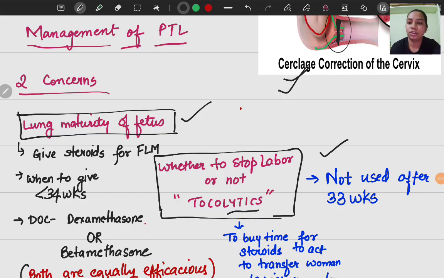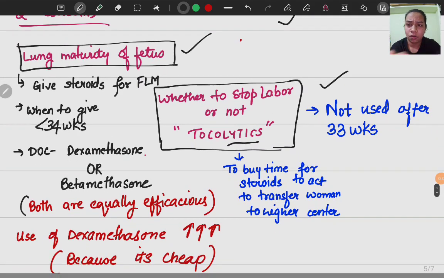So lung maturity of the fetus. For lung maturity, we will give steroids for the fetal lung maturity. When to give? We are giving this less than 34 weeks of gestation, because we have seen that fetal lung maturity will occur after 34 weeks of gestation. What is the drug of choice? Drug of choice is dexamethasone and betamethasone. Both are equally efficacious, but we are using dexamethasone more in India because it is cheap and easily available.